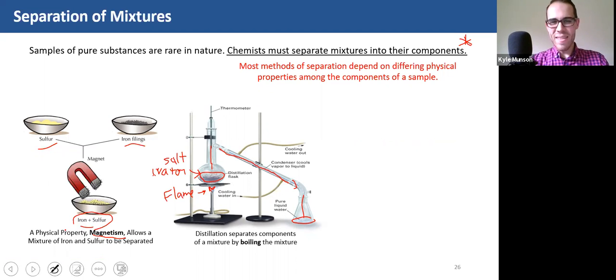Okay. And the salt isn't boiled, right? The salt isn't leaving with the water. So it's left behind in the distillation flask, and the water is at the bottom of another flask. So that's an example of distillation. We separated the water from the salt.